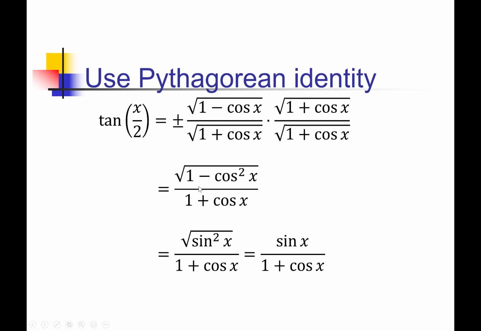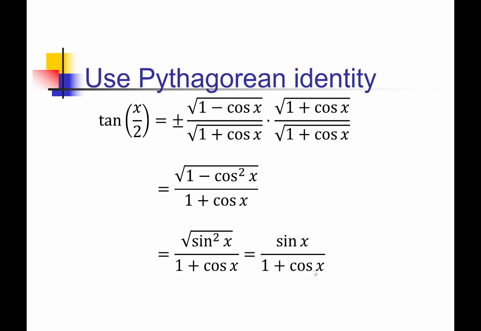And with the Pythagorean identity, that tells me that we have the square root of sine squared x, and the square root of sine squared x is sine x. So this gives me the tangent half angle formula. Tangent of x over 2 is equal to sine x over 1 plus cosine x.